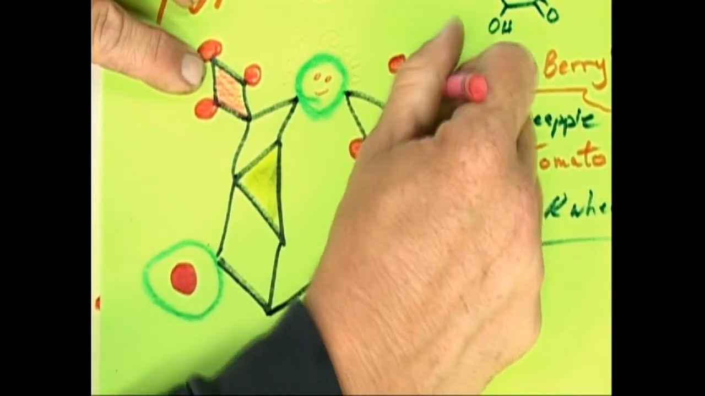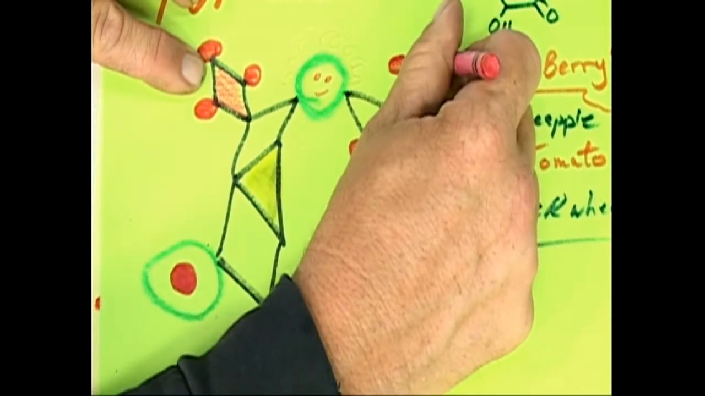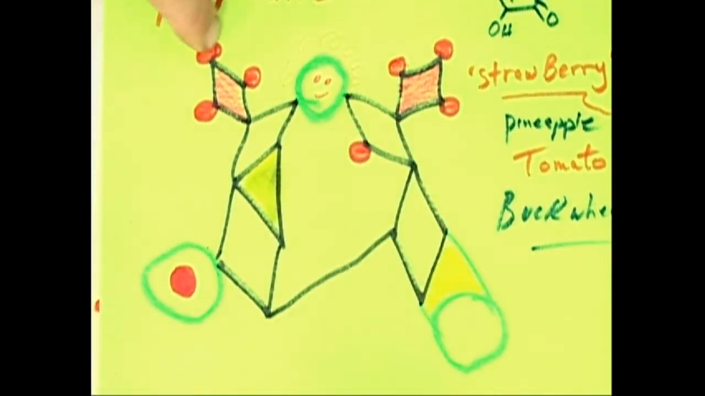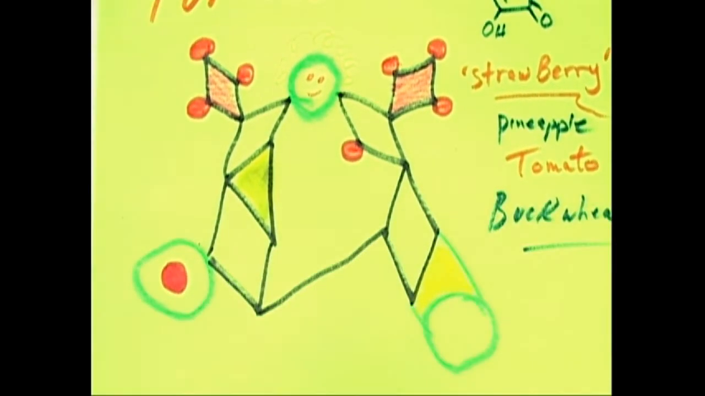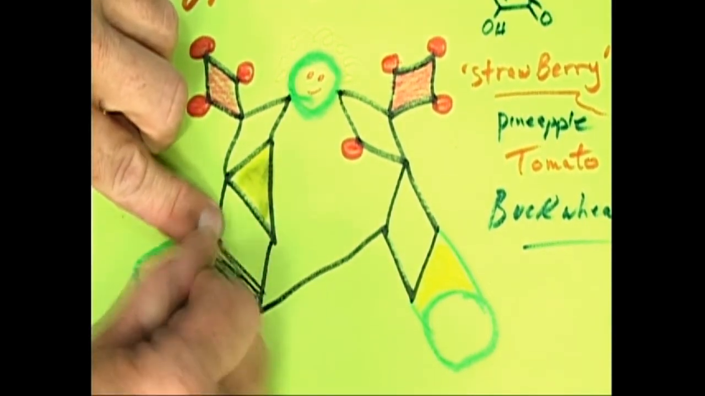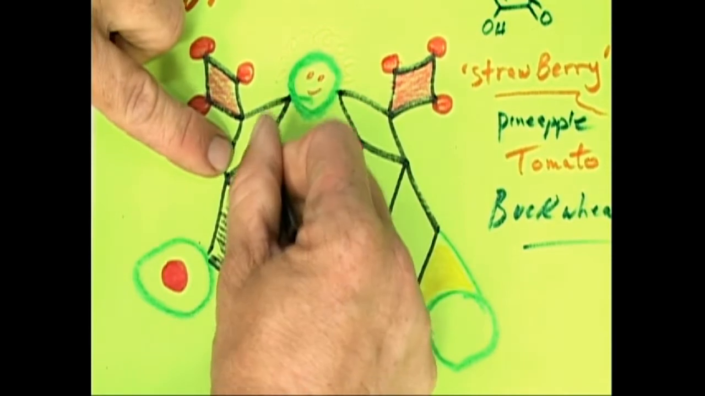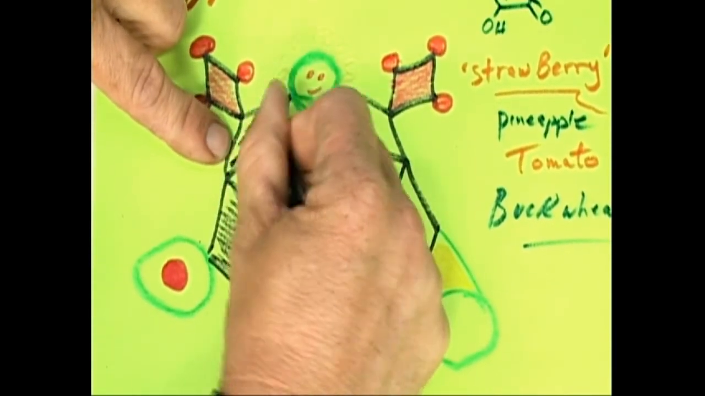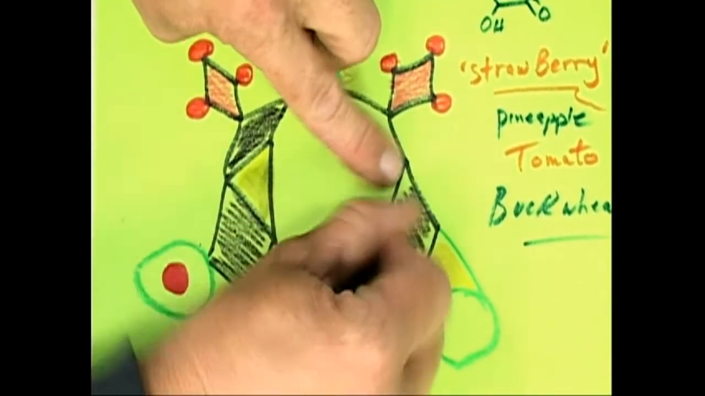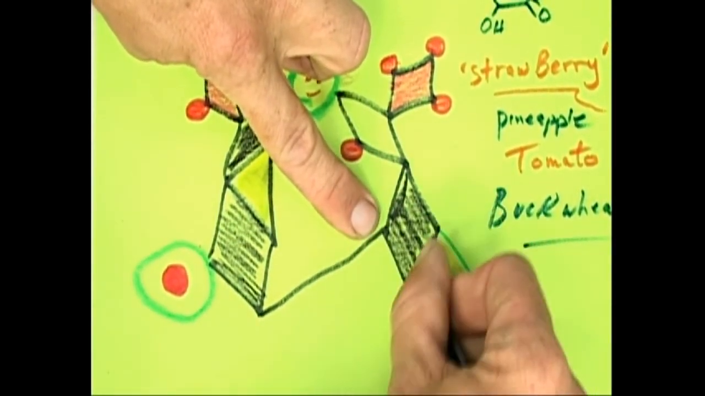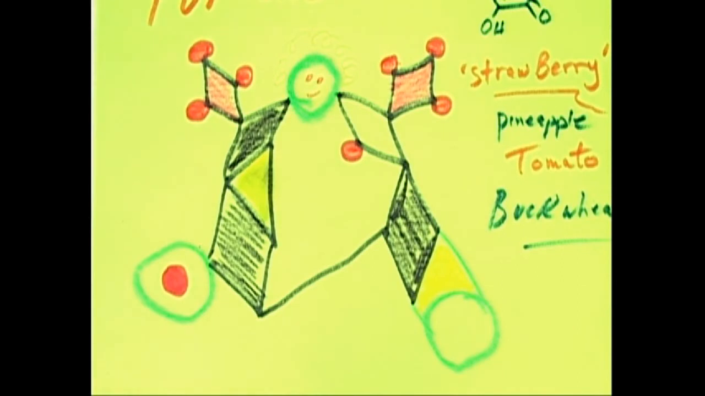So the S character comes from the proton. The P's are the P orbitals of the carbons. That's where that SP3 thing comes in. We were doing black for the ones that are all covered. So here's black, here's black, here's a black. So when you're smelling strawberry, this is one of the molecules that's going into your nose and exciting things.